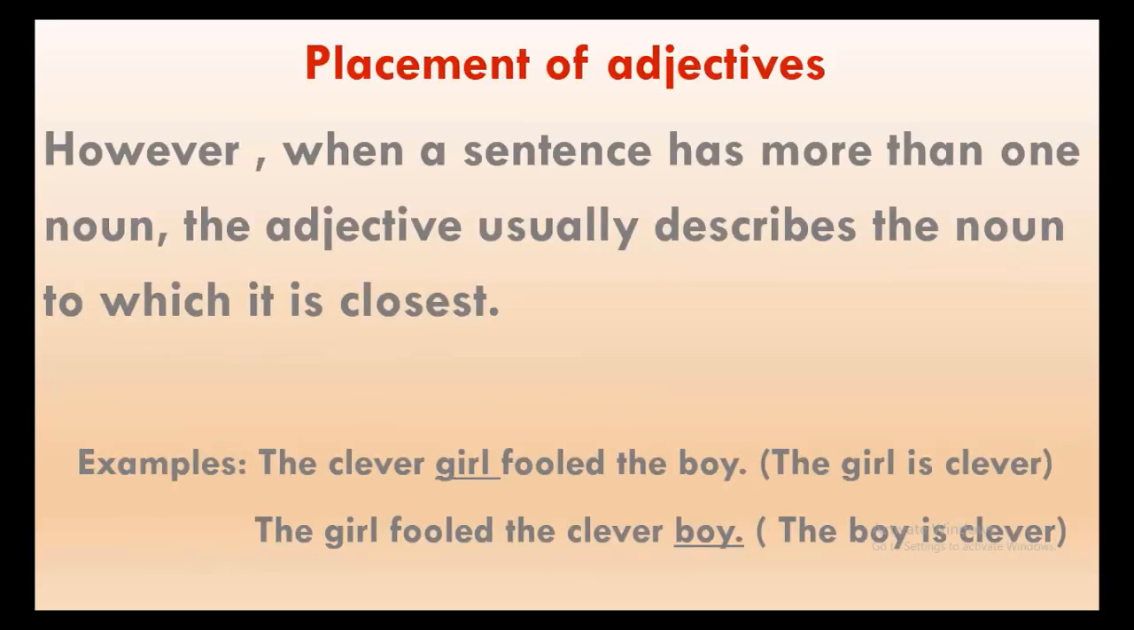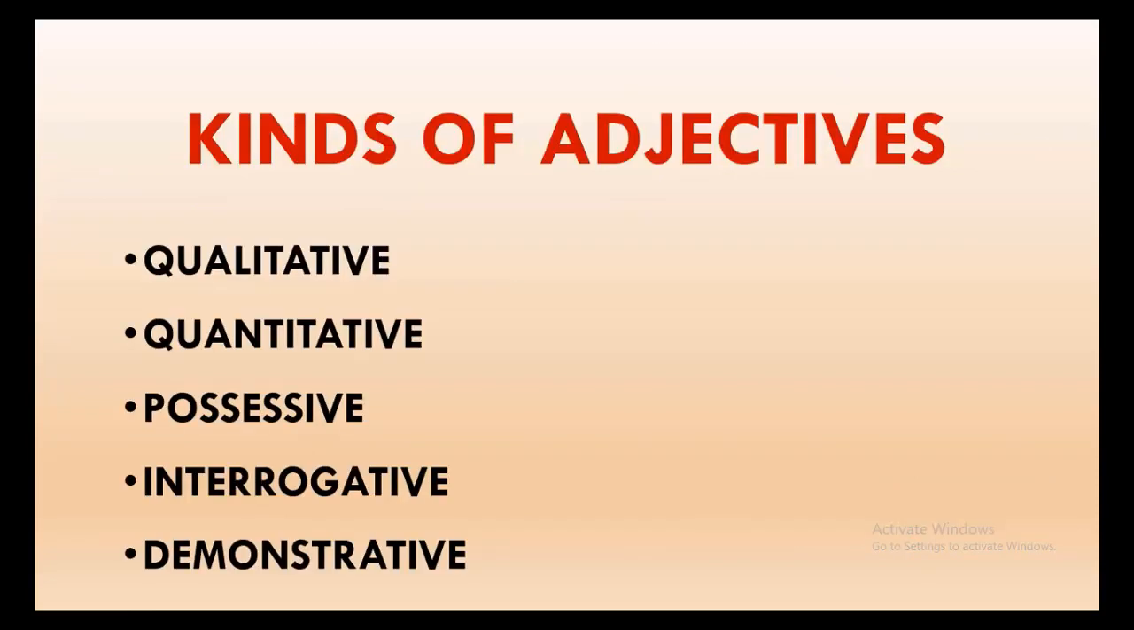However, when a sentence has more than one noun, the adjective usually describes the noun to which it is closest. See the examples. In the first sentence, the clever girl fooled the boy, while in the second one, the girl fooled the clever boy. In both of these sentences, clever is used for different nouns and at different places. In the first sentence, clever describes girl, while in the second sentence, clever describes boy.